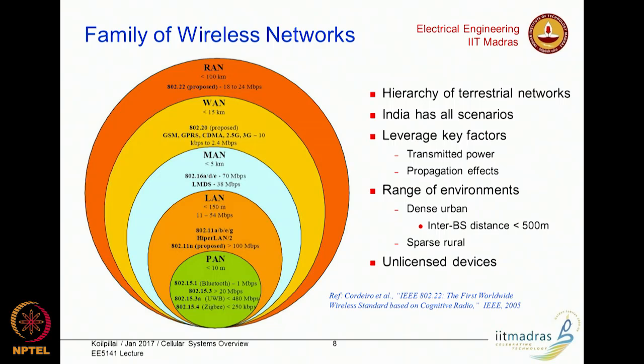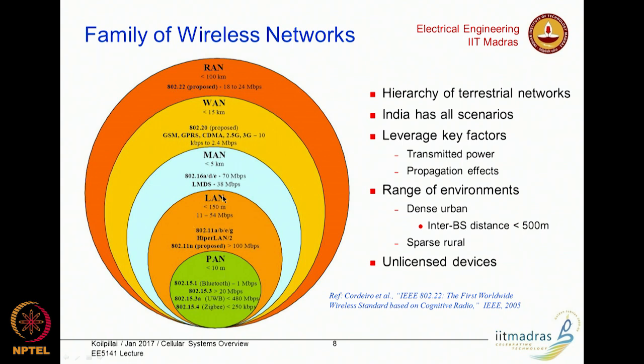Now, just to get a feel for where cellular fits in the big picture of wireless. Wireless is not equal to cellular. Wireless is much bigger than cellular, but cellular happens to be the dominant technology. So if you look at the range or a hierarchy of wireless systems, starting all the way from Bluetooth, I'm sure everyone is familiar with Bluetooth and Zigbee. Those are what you would refer to as personal area networks. Typically that would be in the range of the order of 10 meters.